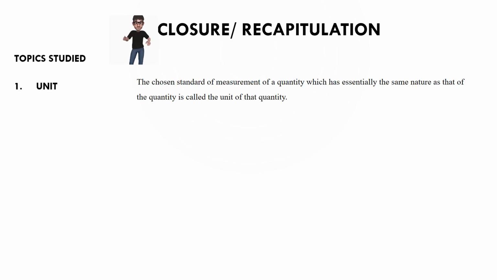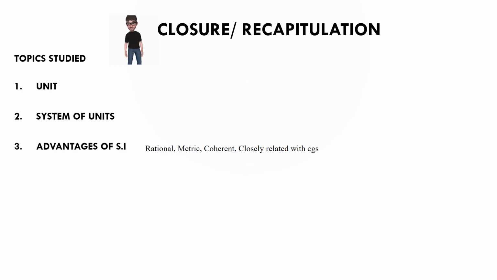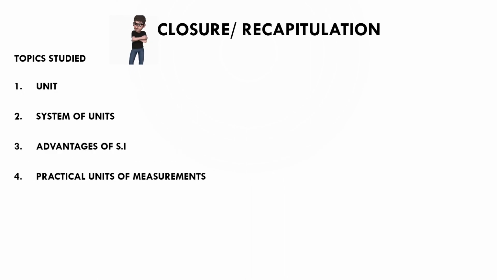Now the recapitulation. What we have studied: what is a unit, and what are the systems of units: FPS, CGS, MKS, SI. Then we studied the advantages of the SI system: rational, metric, coherent, closely related with CGS. Then we studied the practical units of measurement. Astronomical unit: average distance from the center of the sun to the center of the earth, 1.496 into 10 to the power of 11 meters.